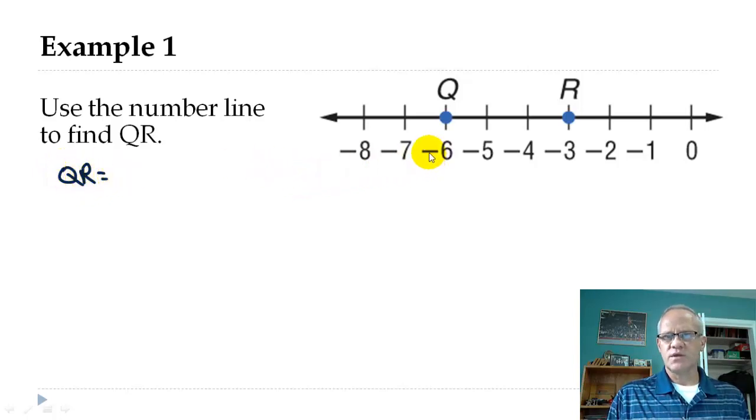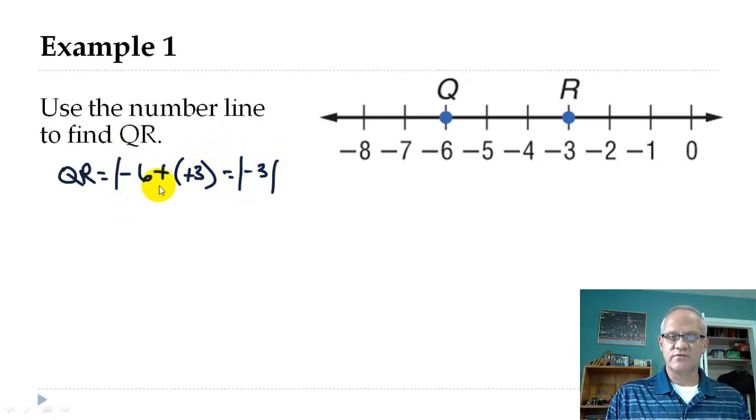QR, and what do we do again? We subtract them. And so I'm going to do -6 minus -3. A little tricky here because minus a negative, remember, if you subtract a negative, what happens? Minus a negative makes it plus a positive. So this is really plus a positive 3. And so what we end up with is a -3. But remember, our formula says we have to take the absolute value of it. So this would end up being 3, which we figured, 1, 2, 3, when we counted it.